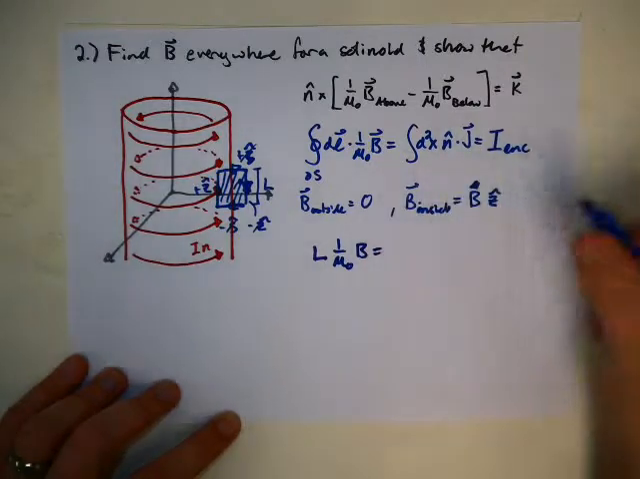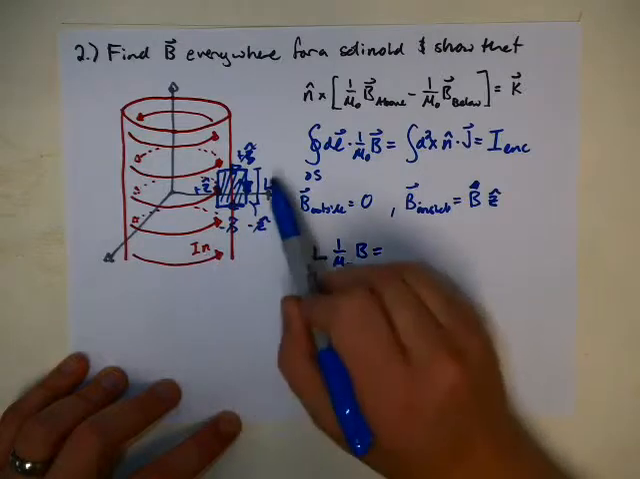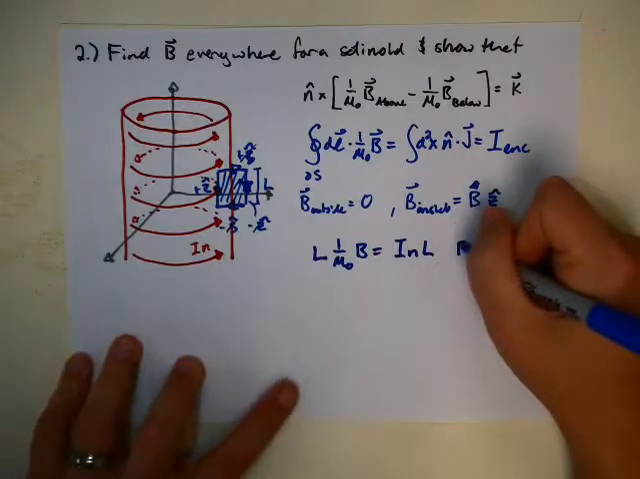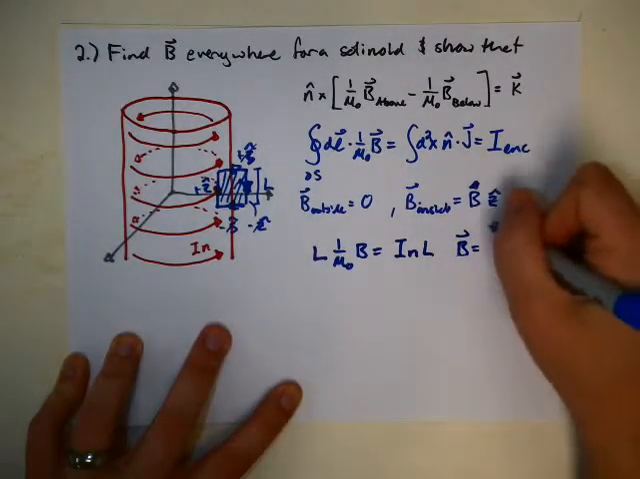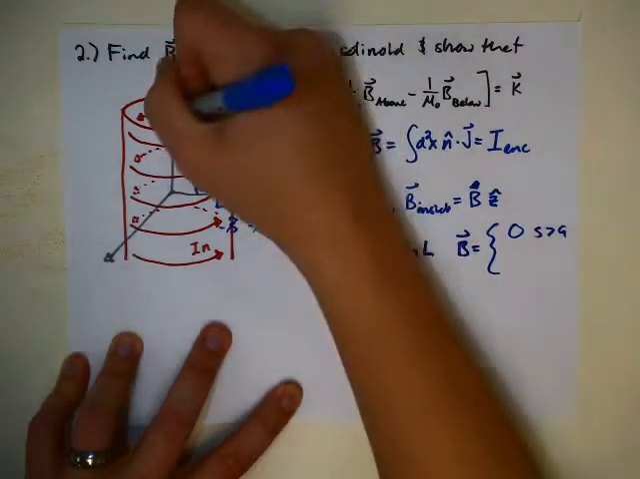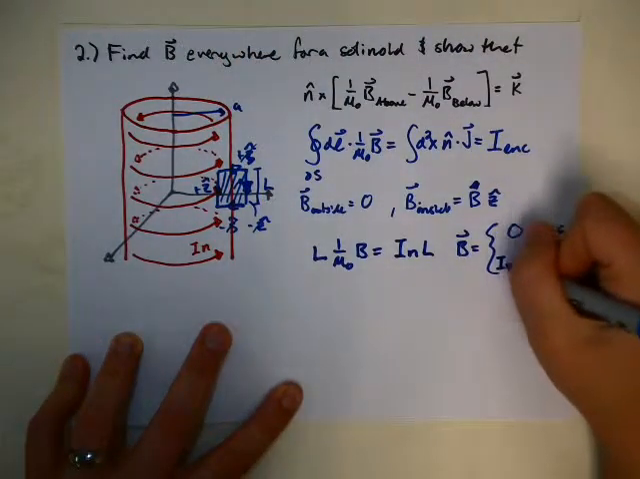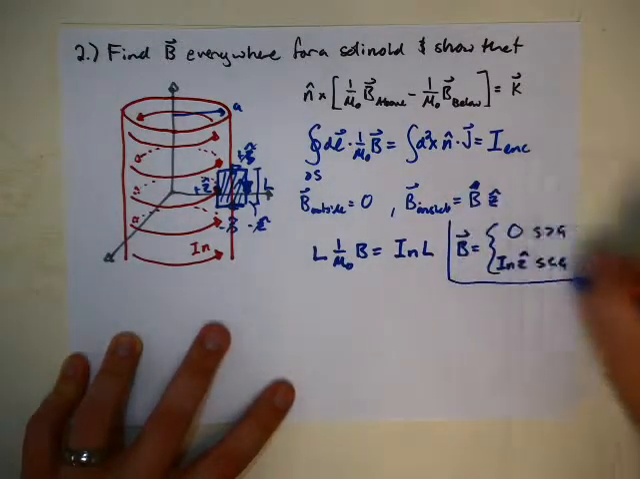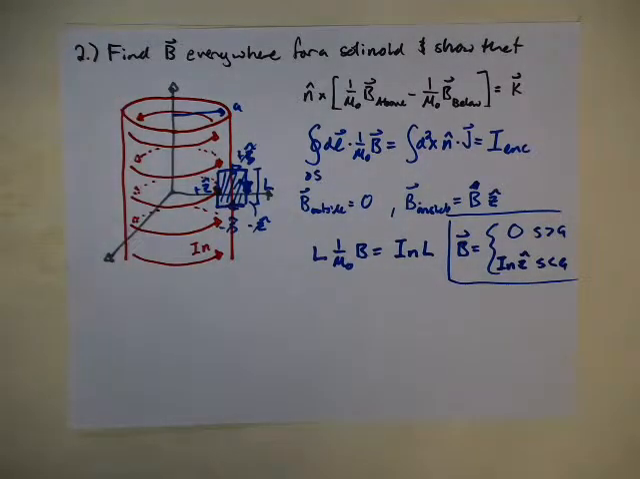So this is going to be the enclosed current. Well, I have current I flowing through n loops per unit length times L length. So I n L, which is going to tell me that B everywhere is equal to 0 for s greater than, let's call the radius of this guy a, and is going to be equal to mu naught n I in z hat for s less than a. And so that's just using Ampere's law to find the magnetic field for a solenoid.